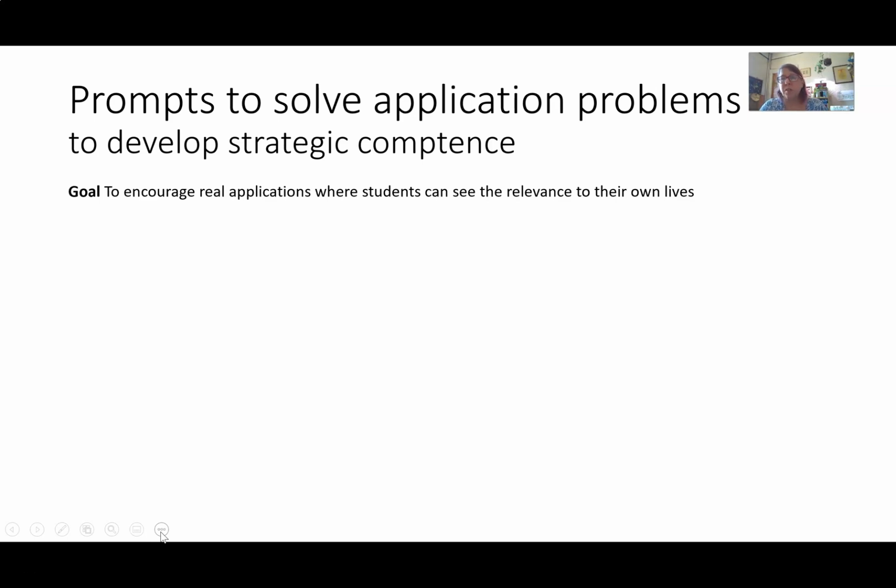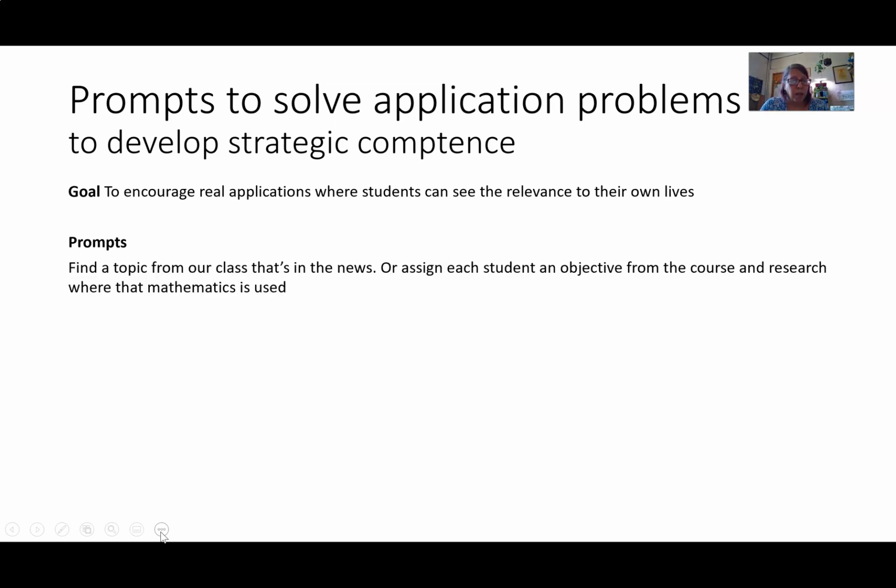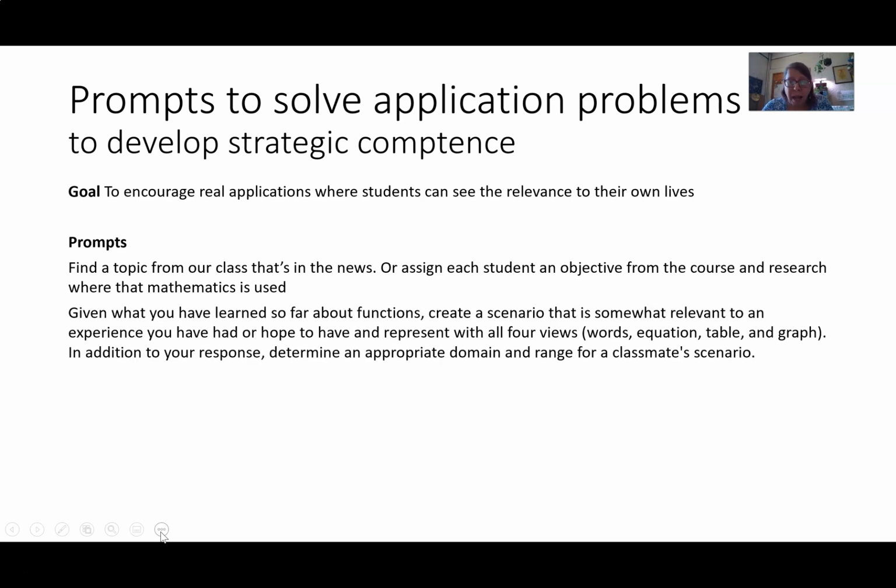And application problems are a great way to develop strategic competence, where students can see the relevance to their own lives. We know that application problems in textbooks are often very contrived, so this gives students a chance to see it for themselves. So you can find a topic from our class that's in the news. That's one prompt. That's great. Or as a professor, you can assign each student one of the objectives from the course and research where that mathematics is used.